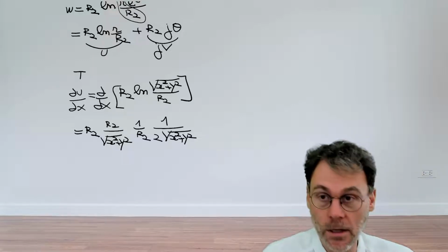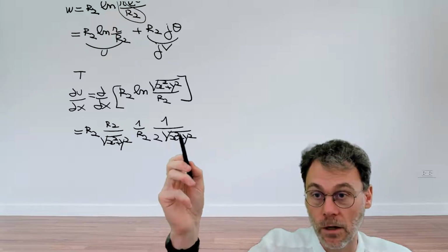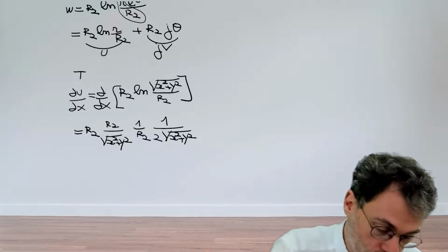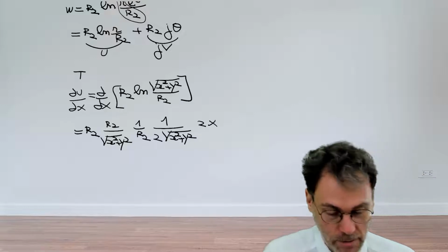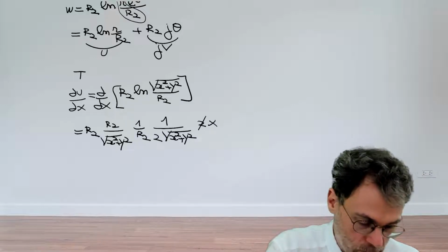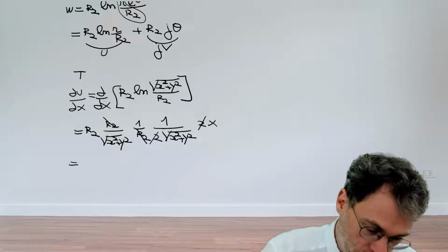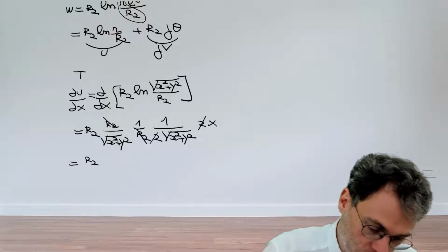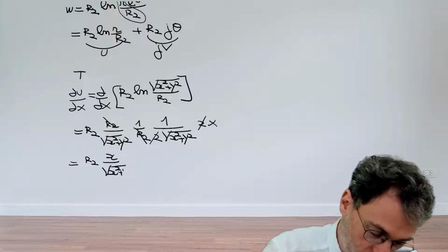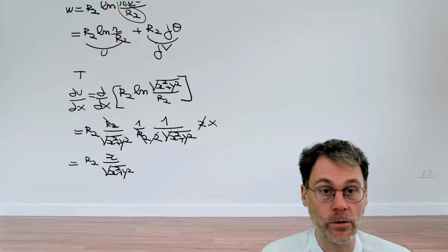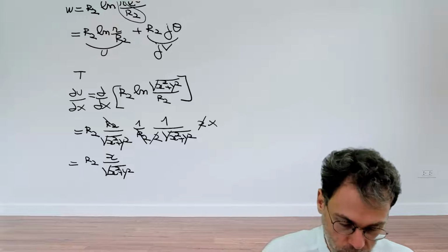And then finally needing to take the derivative of the argument of the square root. So that's going to be 2x. Okay. This 2 cancels, this r2 cancels. So finally we have that this is equal to r2 x divided by square root of x squared plus y squared. Okay, that's not too bad.